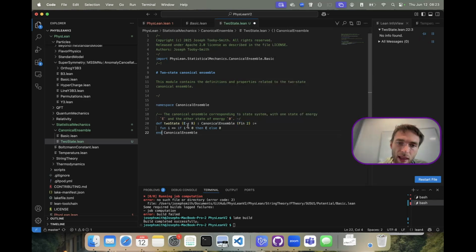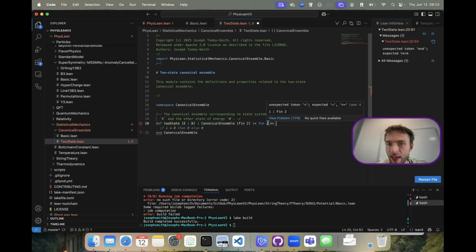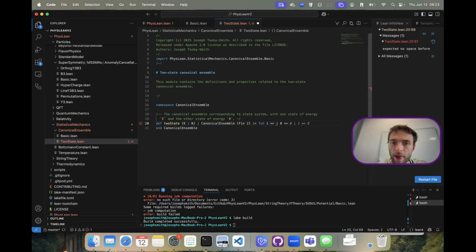And the first number, this is probably not the best way of doing this. So we want to go function I. So this takes the ith microstate, and we want to say if it's 0, we want to map it to 0, and if it's 1, we want to map it to E. And I have probably done my notation wrong. So yeah, this is just shorthand to say the microstate which corresponds to 0 in fin2, so I can hover over it and say 0 in fin2 gets mapped to energy 0, and the microstate which corresponds to 1 in fin2 gets mapped to E.